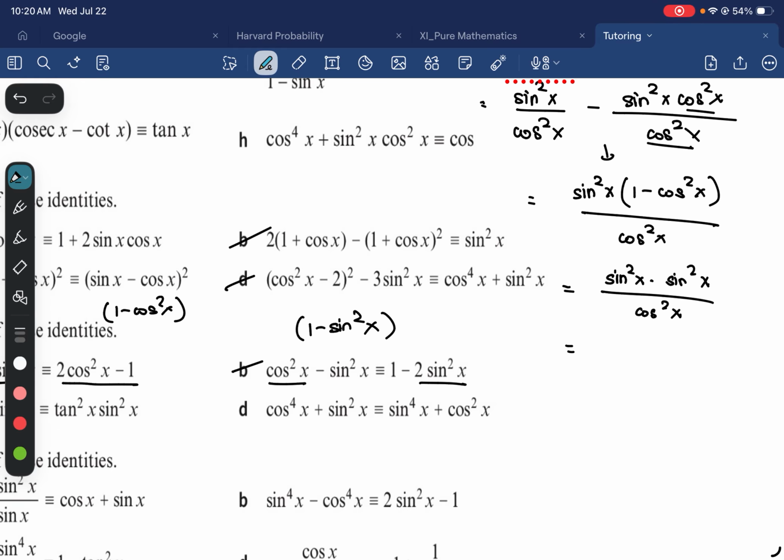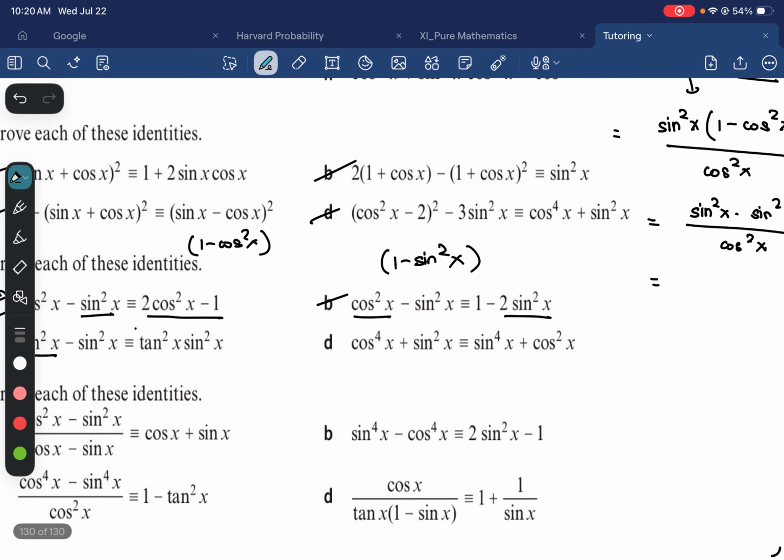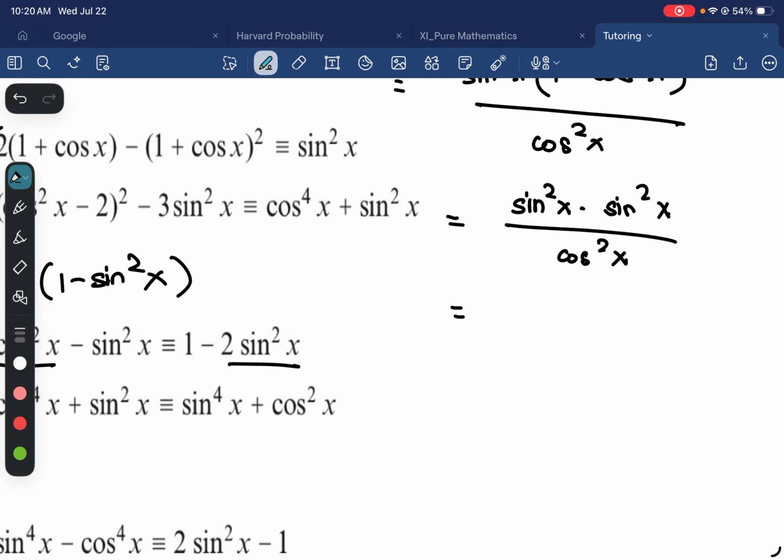All right, so now let's look at what we need to simplify it to. We need to simplify it to this. So this expression, sine squared x divided by cos squared x, is just tan squared x. And we are done.